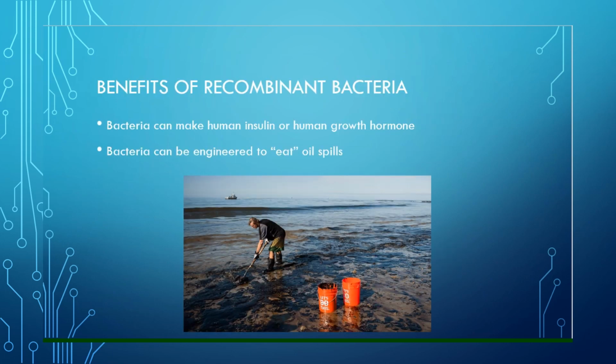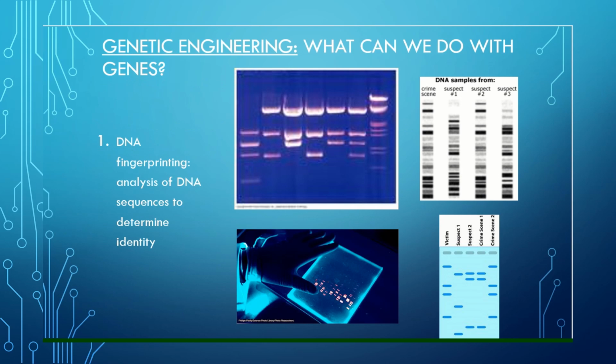There are some benefits of recombinant DNA in bacteria. It can make human insulin or human growth hormone, and the bacteria can actually be engineered to eat oil spills. Maybe you've heard about how bacteria was used to help clean up oil spills, like in the Gulf of Mexico and different places where that has happened.